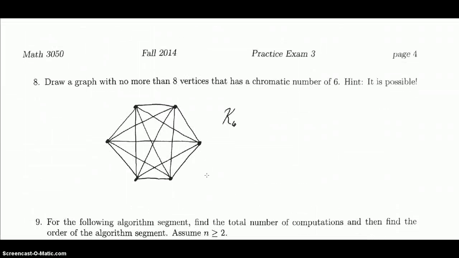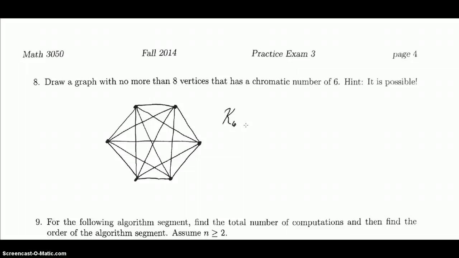Okay, number 8. No more than 8 vertices that has a chromatic number of 6. Well, we know that the smallest graph with a chromatic number of 6 is going to be K6, and that certainly would have less than 8 vertices. So I go ahead and draw that.